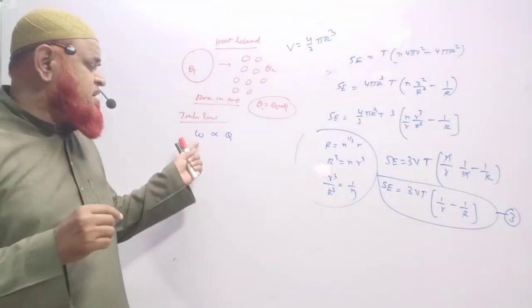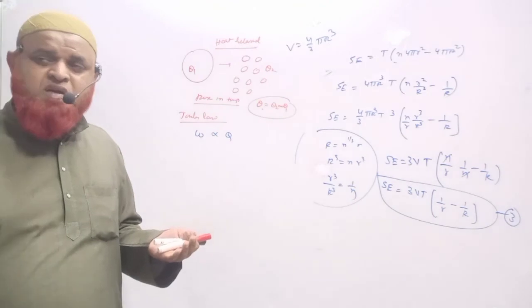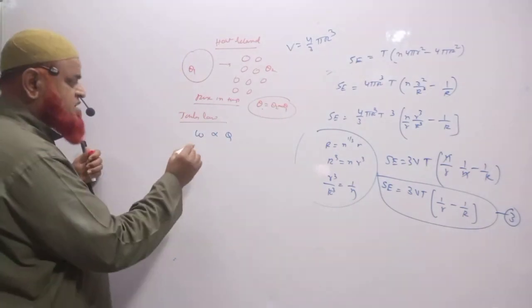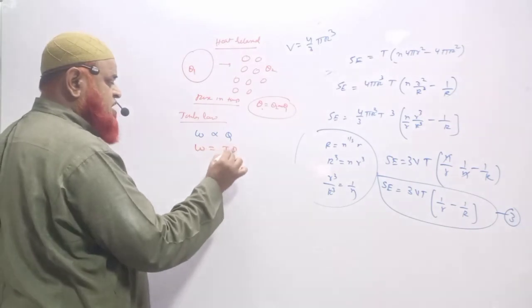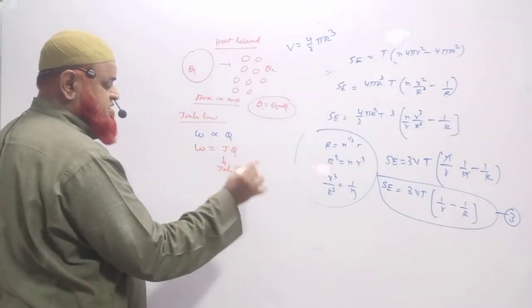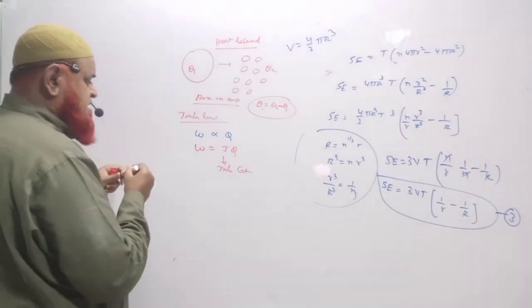So that is clear: W is directly proportional to the quantity of heat. The more work is done, the more heat is generated. And from this it is clear that W is equal to JQ, where J is called Joule's constant. Understand? So it is clear from that.